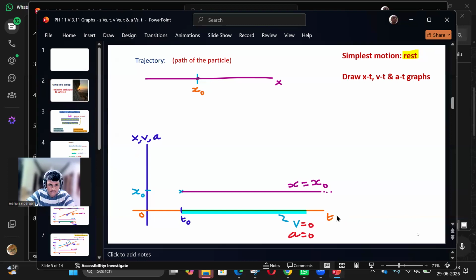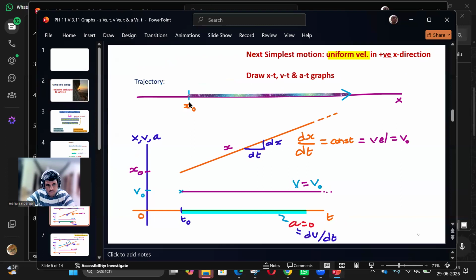So the next complicated motion is what? Moving with a uniform speed. So now we have a path with the trajectory. As time increases, x will keep on increasing. So x is increasing as time goes on. This is time. And it will increase as a straight line.